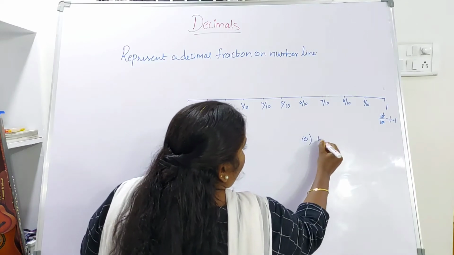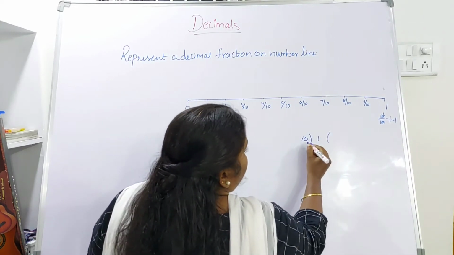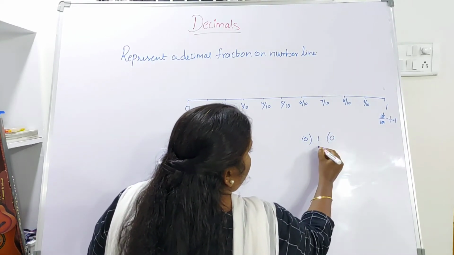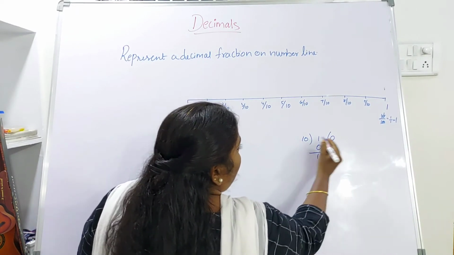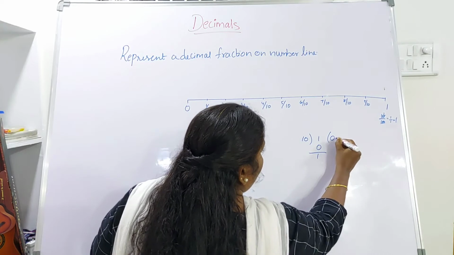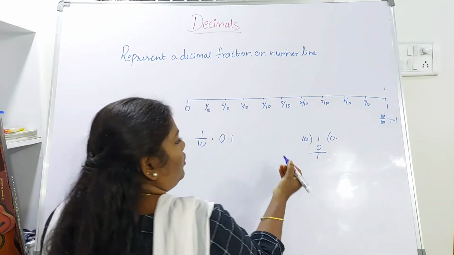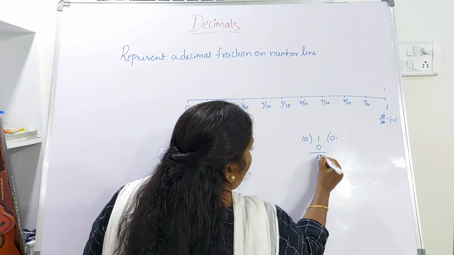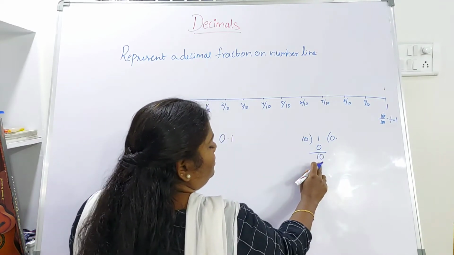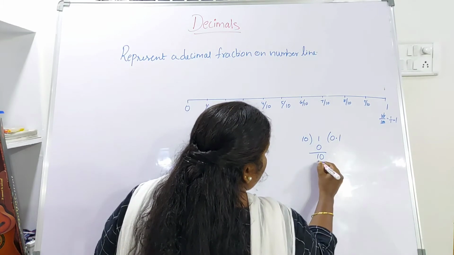Now the denominator will divide the numerator. Now 10 zeros is 0. So the remainder is 1. Now because this is a smaller number, I am taking a decimal point. So because I have placed a decimal point, I can insert a 0. So 10 ones is 10.